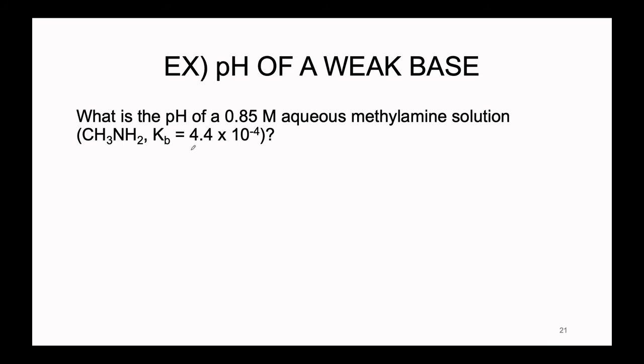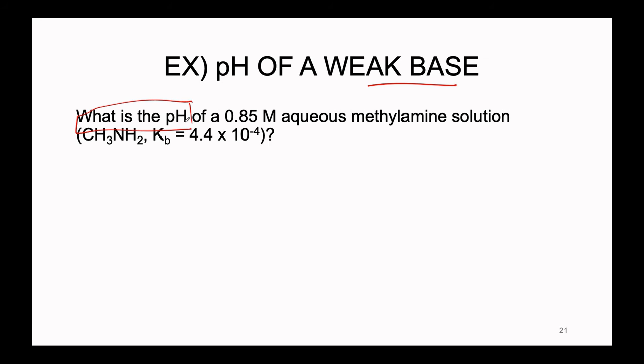So let's look at how the setup for this problem works when we're working with a weak base. Yes, now we're working with a Kb, but we're still setting up this type of problem in the exact same way as every other type of equilibrium problem that we have worked with so far. The only additional pieces are that we are now told that we are working with a weak base, and we are ultimately trying to find a pH.